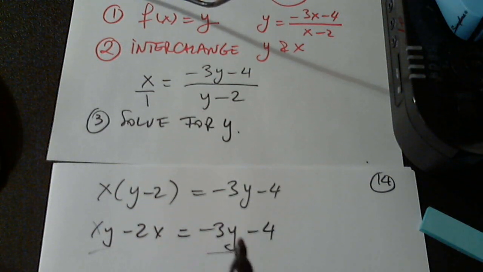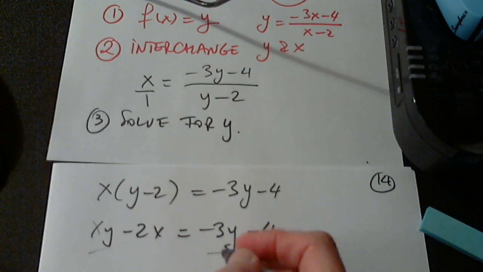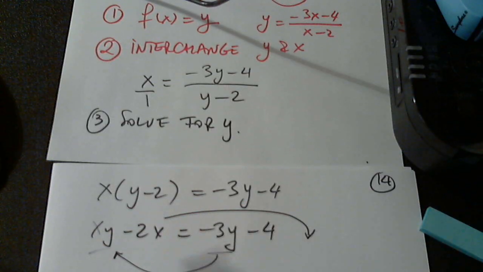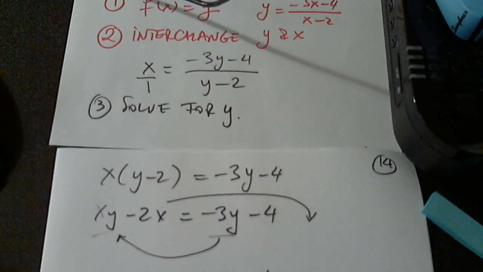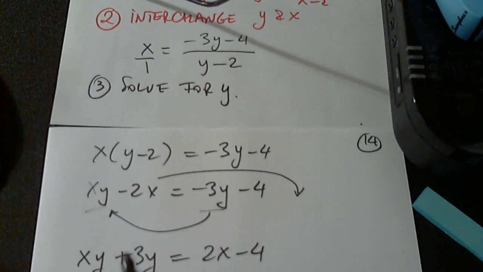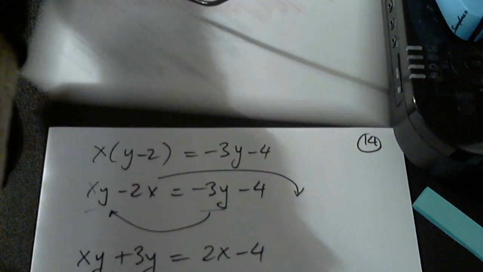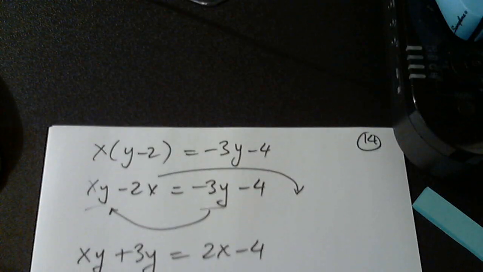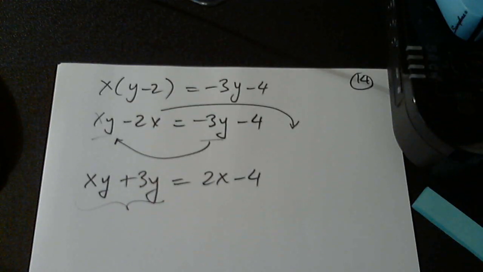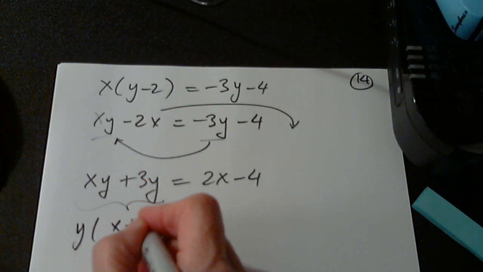The terms with y have to be on one side. The terms without y have to be on the other. So we have xy + 3y equals 2x - 4. They are not like terms. Okay, what do I do? I still have to solve for y. How do we proceed if we cannot combine like terms, but we still have to solve for y? What should I do now? y(x + 3). Brilliant. We are factoring out y.